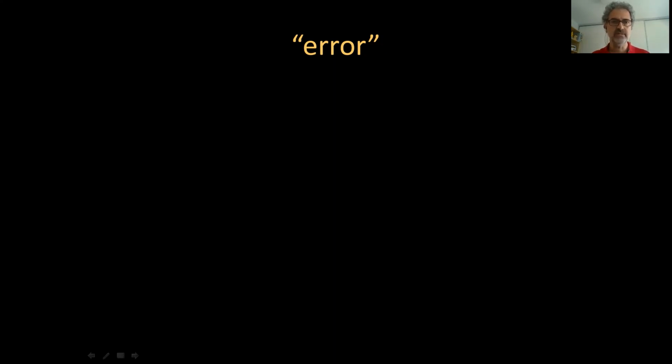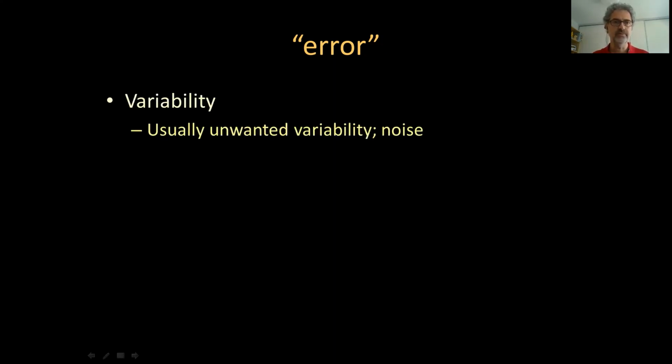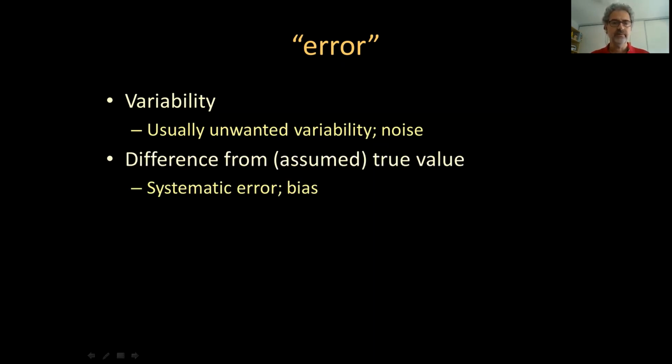In the context of statistics, when we talk about error, we usually mean some form of variability, and usually unwanted variability that is otherwise known as noise. Error may also mean the difference from some assumed true value which is unknown to us. There can be systematic error, in which case it is also called bias. Error generally can mean uncertainty, lack of confidence. Variability is always associated with uncertainty.